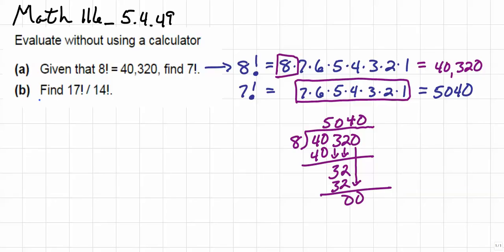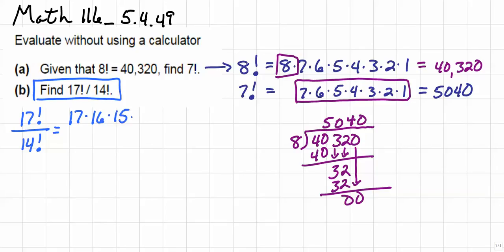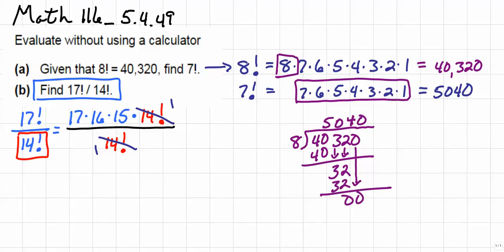Now, we're going to use the same principle here to find 17 factorial divided by 14 factorial. Now, 17 factorial over 14 factorial is going to look like this: 17 times 16 times 15 times, and at this point I know that if I multiply this by 14 times 13 times 12 all the way down, that's going to be the same thing as 14 factorial. So I'll simply write 14 factorial there, and I will divide that by 14 factorial, and the 14 factorial will divide out here.